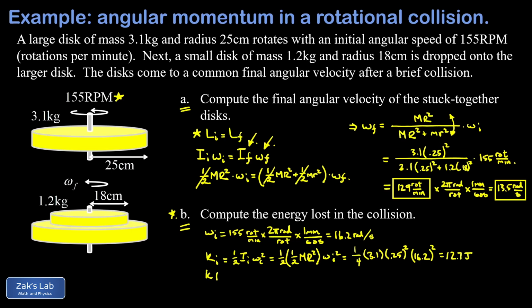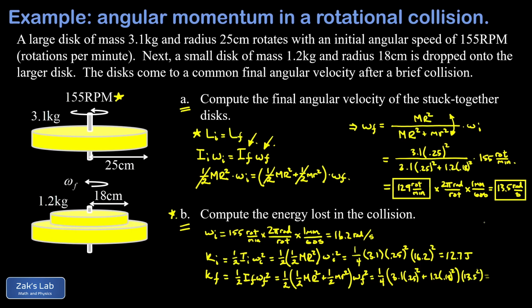Now the final kinetic energy is a little uglier expression because the moment of inertia has 2 pieces. So I have 1/2 I final omega final squared, and we just add together the moments of inertia of our 2 disks. So 1/2 big M big R squared plus 1/2 little m little r squared, omega final squared. And again, we can move the 1/2s together to create a 1/4. And we sub in all the numbers here. So 3.1 times 0.25 squared plus 1.2 times 0.18 squared. And then our omega final squared. So that's 13.5 radians per second, all squared. And this gives me about 10.6 joules.